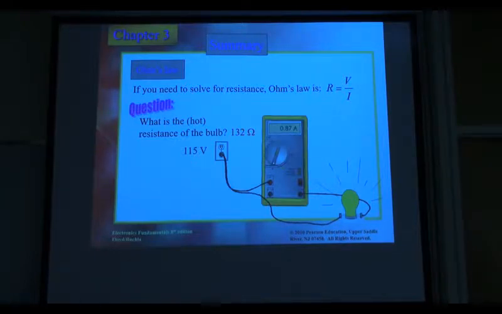Any questions on that? That's very easy, right? So Ohm's law, we have three variations. We can calculate the voltage, we can calculate the current, we can calculate the resistance if we know the other two.